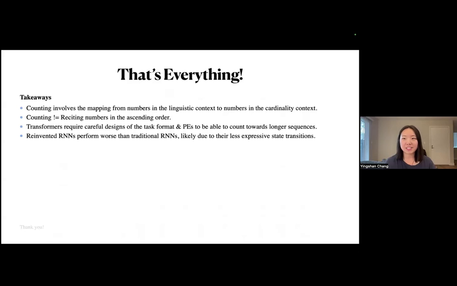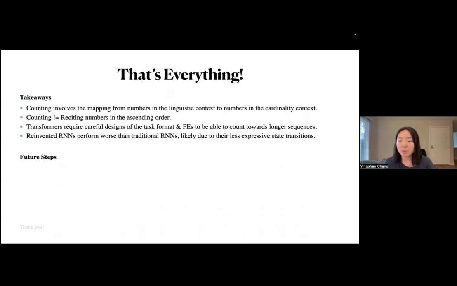So here's the summary of takeaways. If you want to forget about everything I talked about in the previous 20 slides, here is what you want to remember. Counting, in our definition, involves the mapping from numbers in the linguistic context to numbers in the cardinality context. And you should not confuse counting with reciting numbers in ascending order. Transformers require careful designs of the task format and position embeddings to be able to count towards longer sequences. And reinvented RNNs perform worse than traditional RNNs, likely due to their less expressive state transitions.